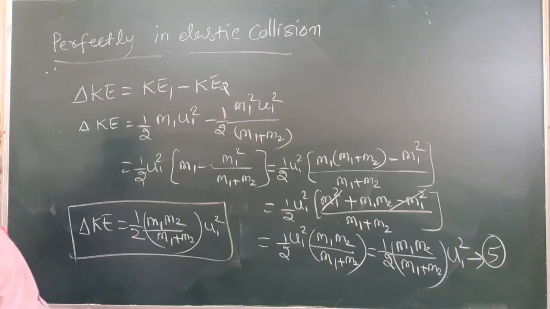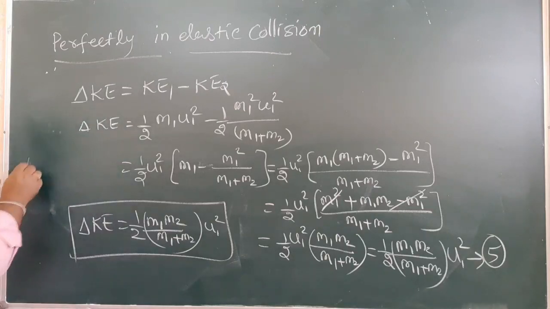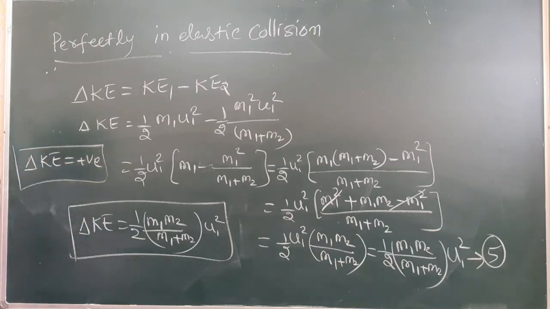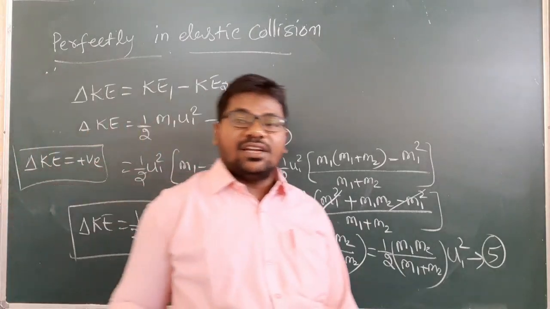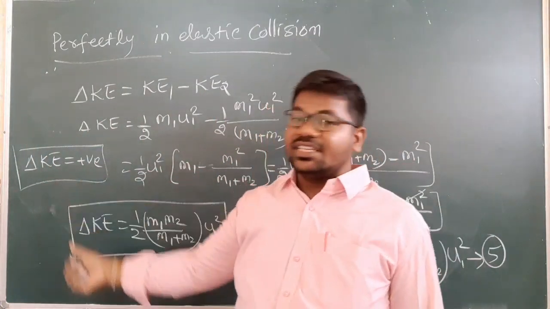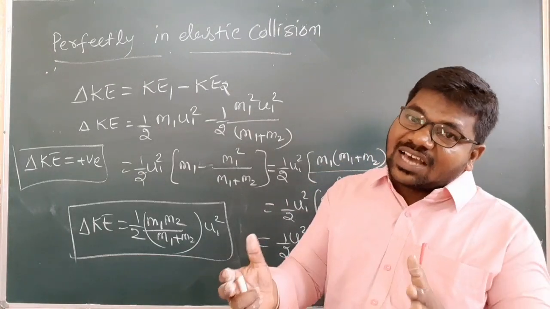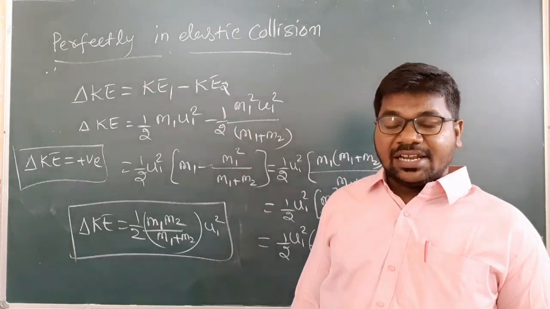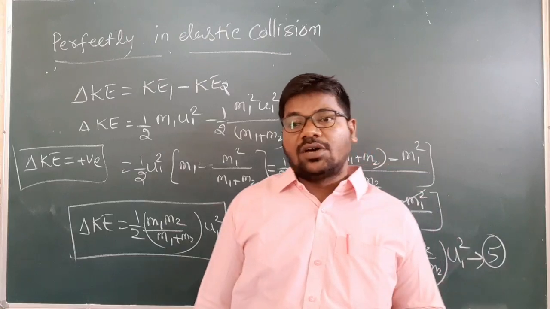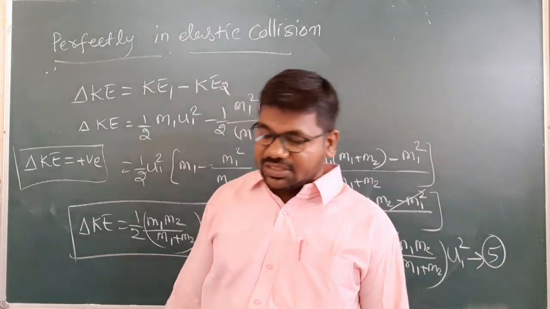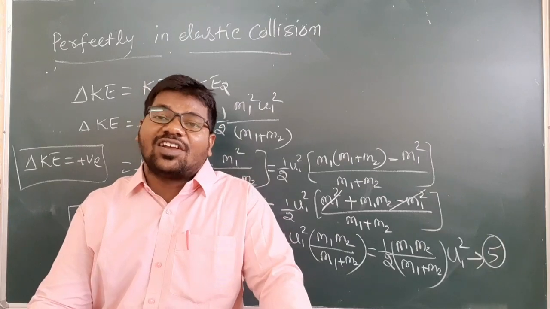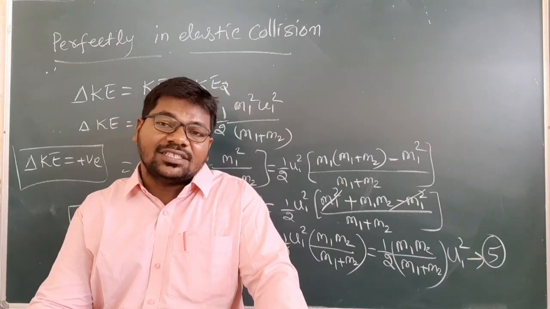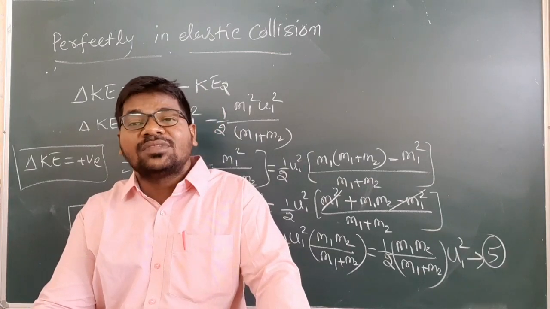Understand? So this is the final equation. This delta KE is always positive. This change in kinetic energy in the positive form is converted into heat energy, light energy, and sound energy. So this is the complete derivation of perfectly inelastic collision, and in this session we have already discussed case 1 and case 2 from the elastic collision.